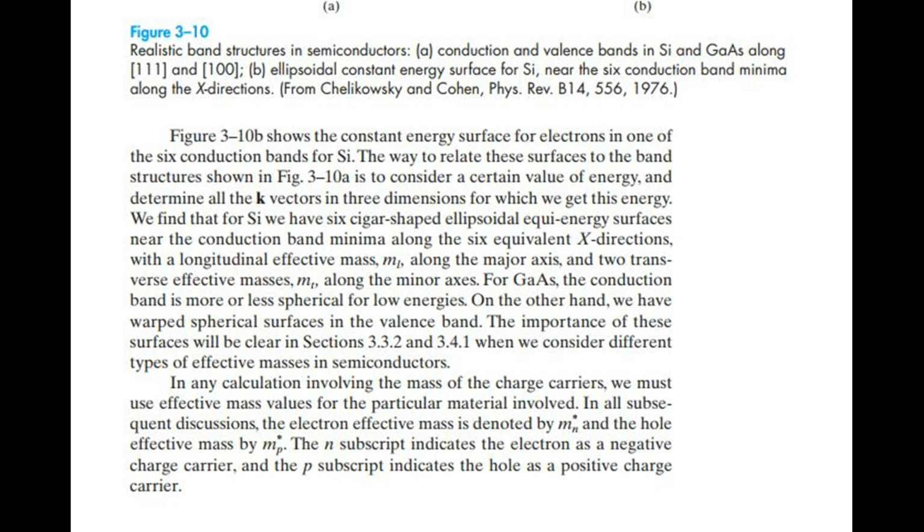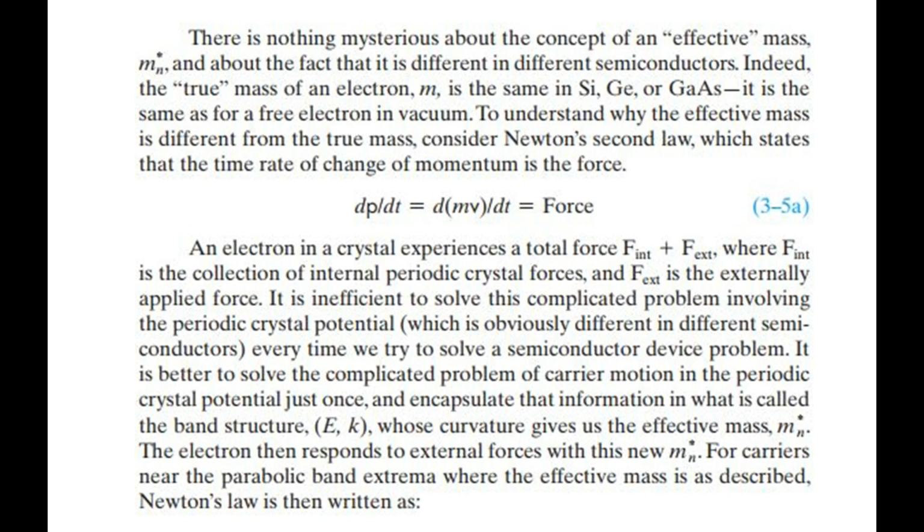There is nothing mysterious about the concept of an effective mass, m*n, and about the fact that it is different in different semiconductors. Indeed, the true mass of an electron, m, is the same in silicon, germanium, or gallium arsenide, and is the same as for a free electron in vacuum. To understand why the effective mass is different from the true mass, consider Newton's second law, which states that the time rate of change of momentum is the force.